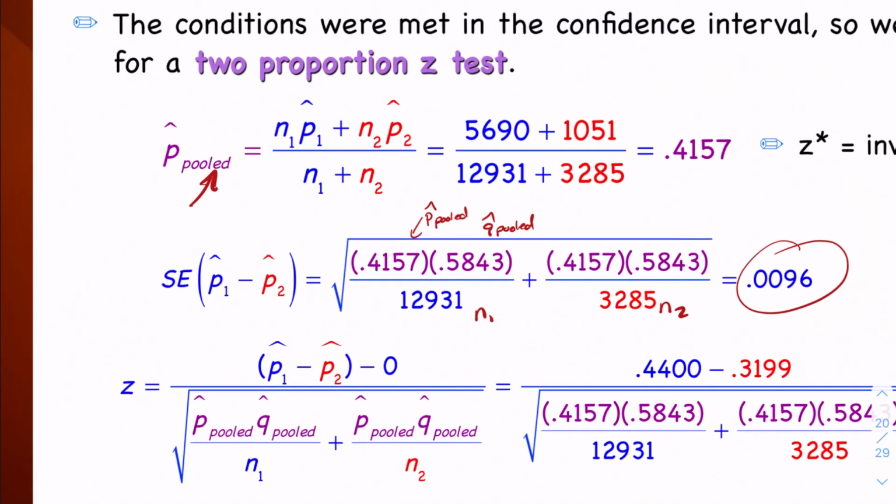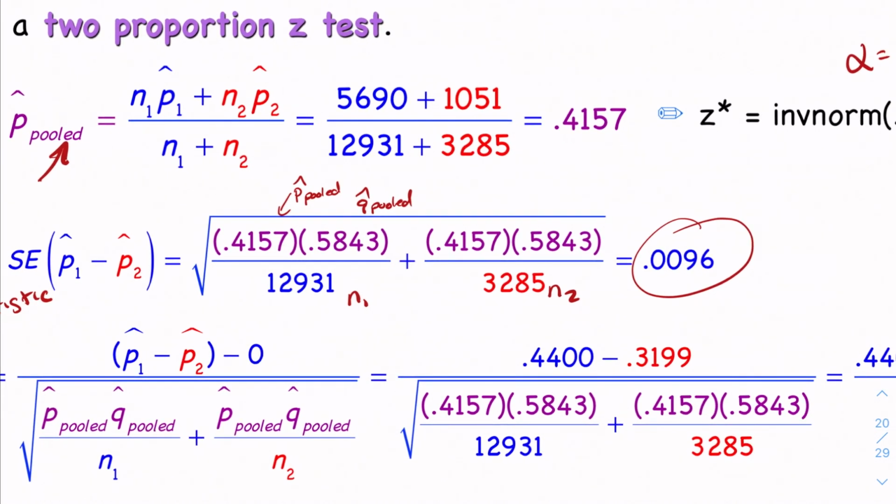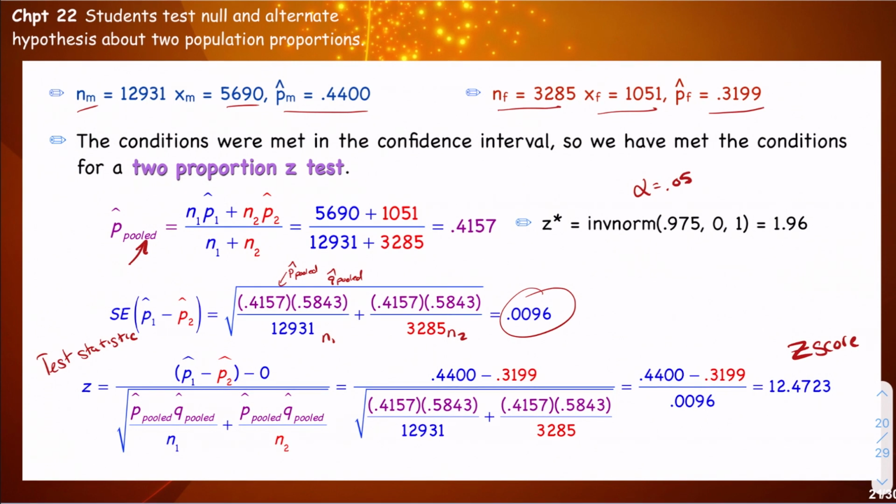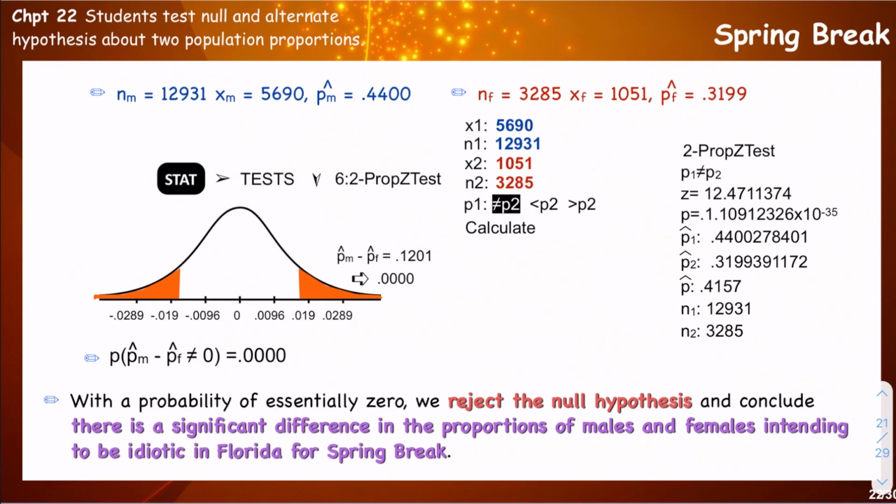Next, we calculate our test statistic, which is our z-score, which is our sample proportion, which we know. So we know our information for our test statistic, so we fill it in, 0.4400 minus 0.3199. We are assuming our null hypothesis is that there's no difference. This is why we don't have to write it, and that's over 0.0096. And we get a z-score of 12.4723, which should start triggering in your brain. This is some pretty unusual stuff.